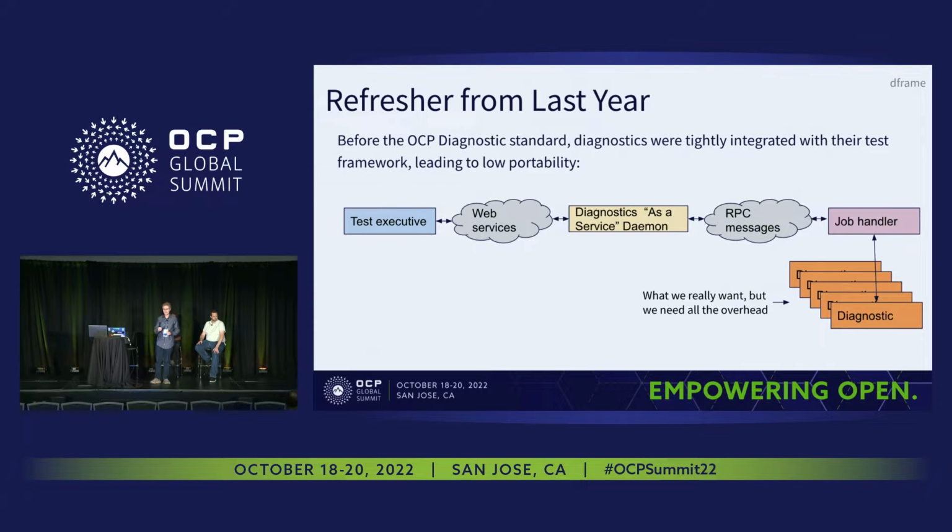So when we rolled these things out to either a validation lab or a vendor or maybe our manufacturing, we had a test executive. This thing was coupled together with all kinds of web services that talked to this diagnostics as a service daemon. And this handled all these RPC messages over to job handlers, and these job handlers ultimately invoked our diagnostics. So we had this big giant IT project, but the only thing anybody really wanted was our test. And the OCP diagnostics have allowed us to decouple those tests from all the infrastructure and still get all the rich control and information out of those diagnostics while being able to make them much, much more shareable than they were.